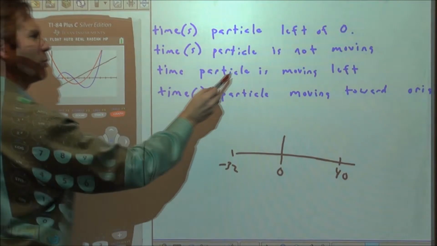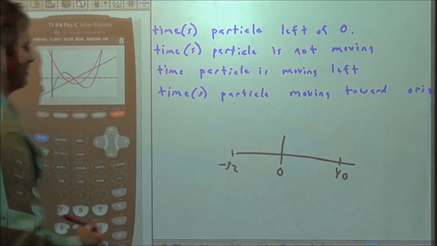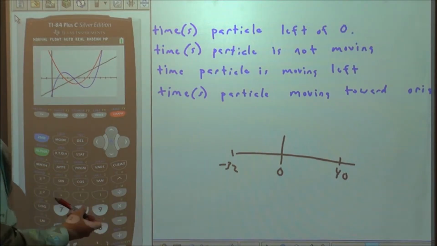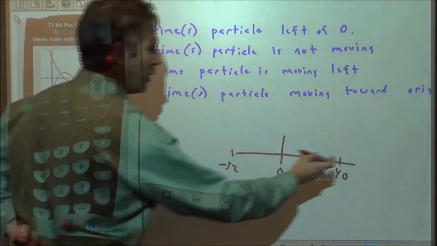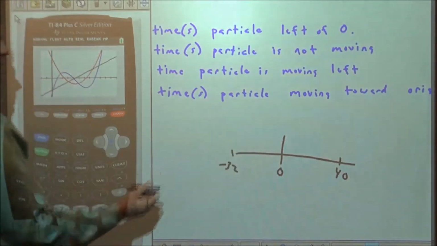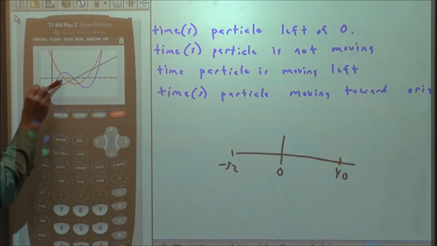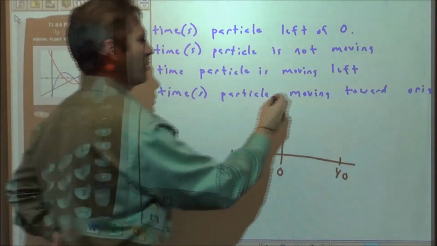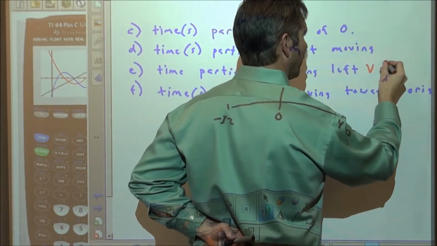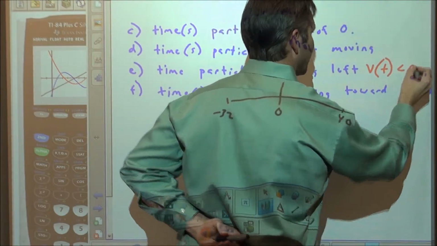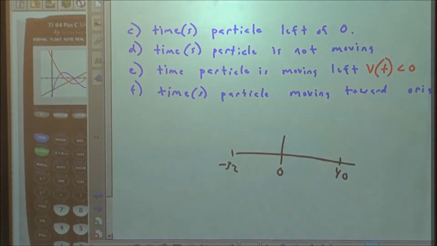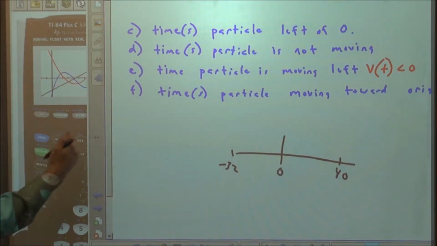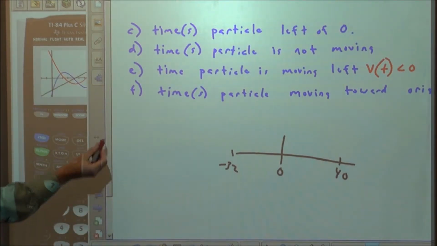So at what times will the particle be moving to the left? Well, that's an interesting question. The particle is moving to the left when the velocity is negative. So if we look here, that's when the red function is below the x-axis. So the particle's moving to the left when the velocity is less than zero. So we can see that. So use your calculator on these problems and take a look at each graph and write them down, jot them down if you need to.